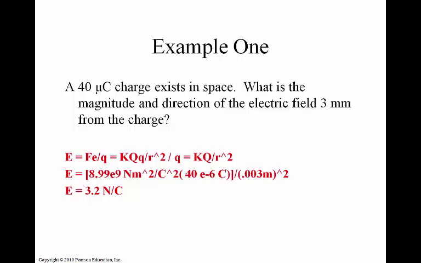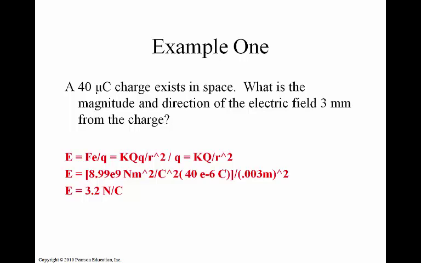Example 1. A 40 microcoulomb charge exists in space. What is the magnitude and the direction of the electric field 3 millimeters from the charge? So plugging into our formula, Fe over q, and substituting in for Fe, K times the Q that's producing the field times the test charge, little q, all over r squared, and then dividing it by the test charge again, shows us that the field is independent of a charge at that location of 3 millimeters. It is only dependent on the charge that is producing the field, in this case 40 microcoulombs.